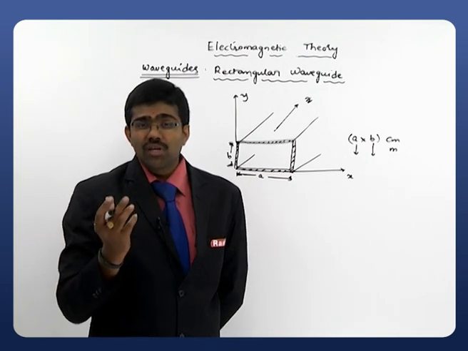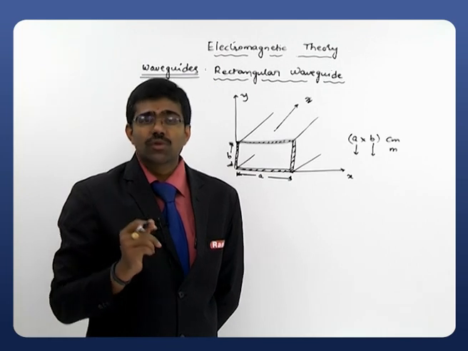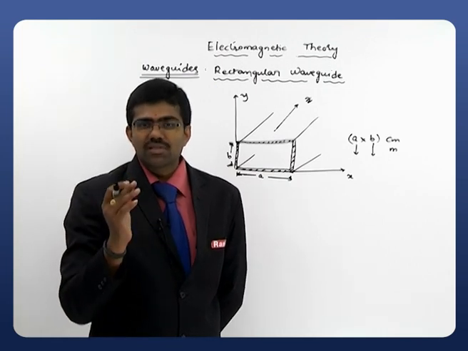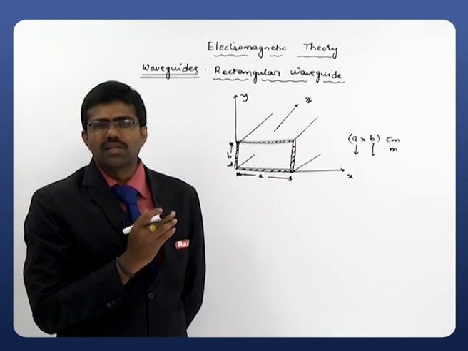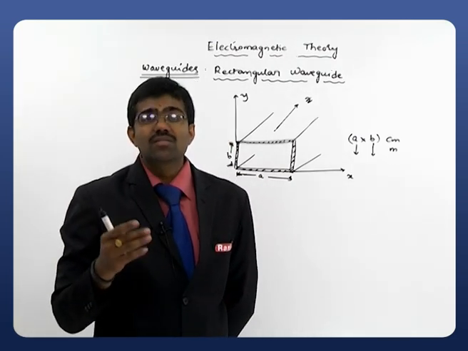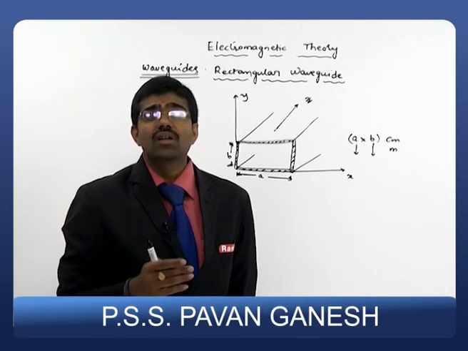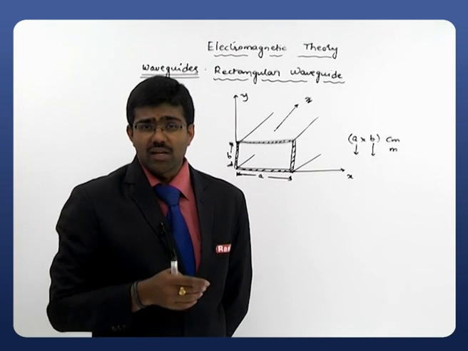So, what are the field equations? What are the field components which exist in this rectangular waveguide? What are the equations for those fields? And what is the cutoff frequency? As I said, this will act as a high pass filter. What is the cutoff frequency for that one? What is the phase velocity? What is the group velocity? What is the cutoff wavelength for this one? What are the different modes of the wave traveling in a rectangular waveguide?